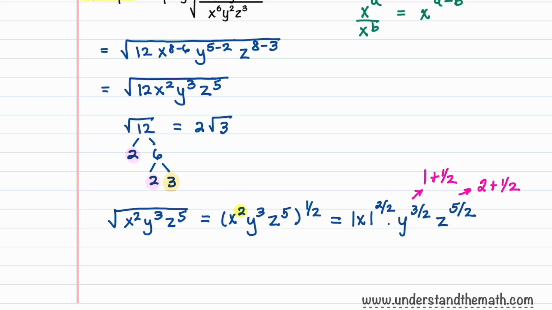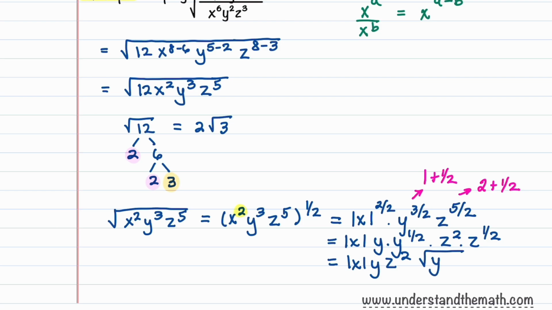Now we can go ahead and simplify this. This is just absolute value of x times y to the 1/2 times z squared times z to the 1/2. We can then rewrite this as absolute x, y, z squared, and then in our square root, we have a y and a z. Now all we have to do is combine this answer with this answer.